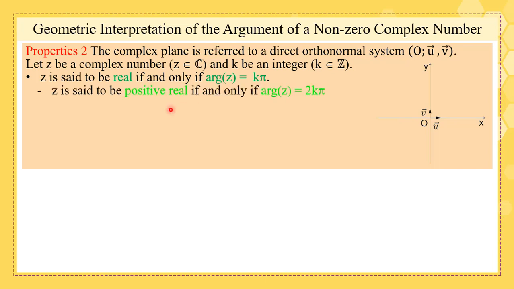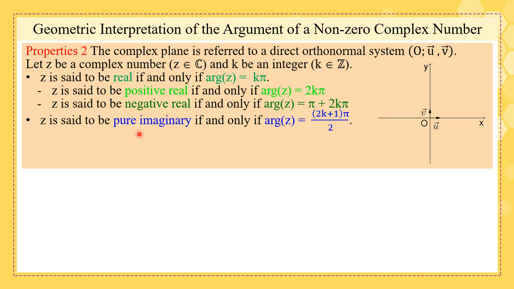Now, specifically, if the number is positive real, if it's somewhere here, the angle between u and the vector OA would be 0 plus 2k pi, or 2k pi. And if the number is negative real, the argument would be pi plus 2k pi. So positive real, the angle is 0; negative real, the angle is pi; real, the angle is k pi. Now in case we have positive or negative, it's preferable to add 2k pi.